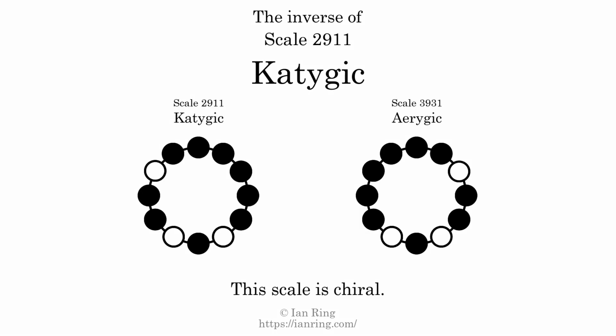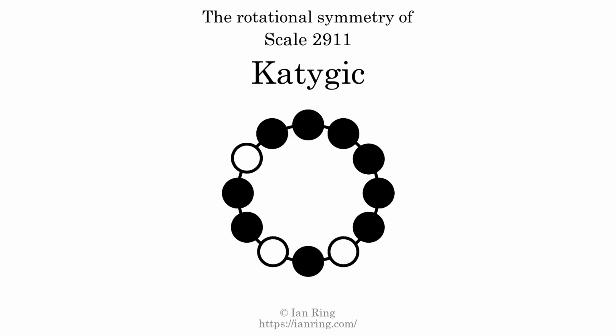The inverse of a scale is a mirror image. It is what you get when the sequence of intervals is reversed. The inverse of this scale is scale 3931, also known as a Katygic. This scale is chiral. It cannot transform into its inverse by rotational transformation. This scale has no rotational symmetry.